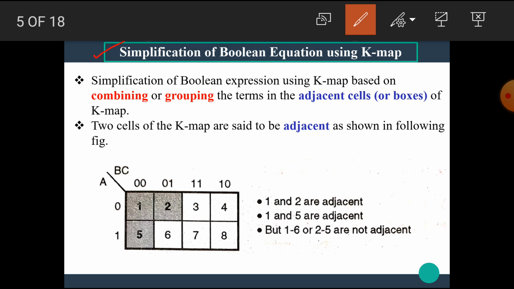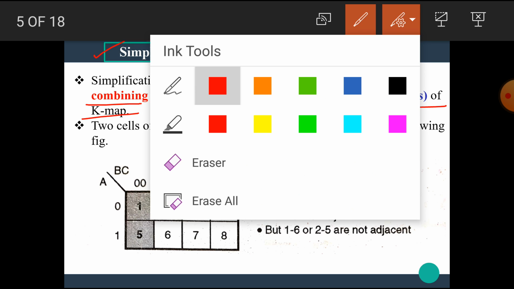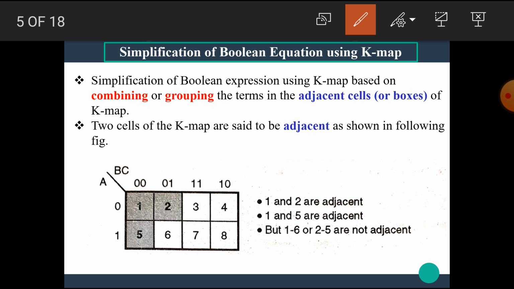The simplification of Boolean expression using Kmap is based on combining and grouping the terms in adjacent cells or boxes of the Kmap. Here, adjacent means the neighboring cells. Okay. The two cells of the Kmap are said to be adjacent as shown in the following figure.